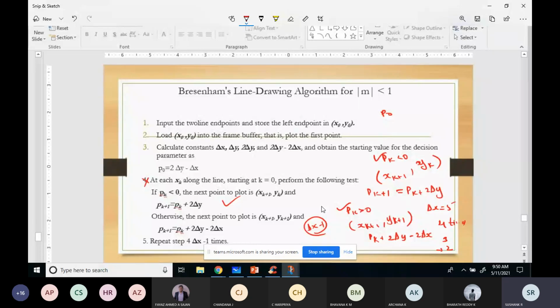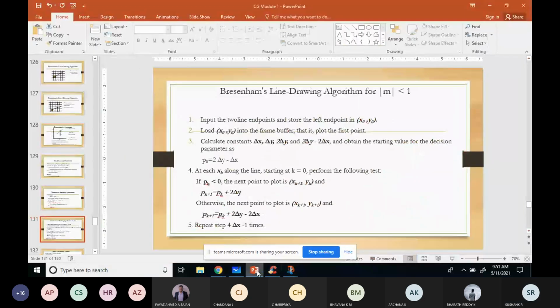So here, the only thing is: if pk is less than 0, plot yk; if greater than 0, plot y of k plus 1. If you keep this point in mind, you can solve this. See, less than 0, plot yk; greater than 0, y of k plus 1.